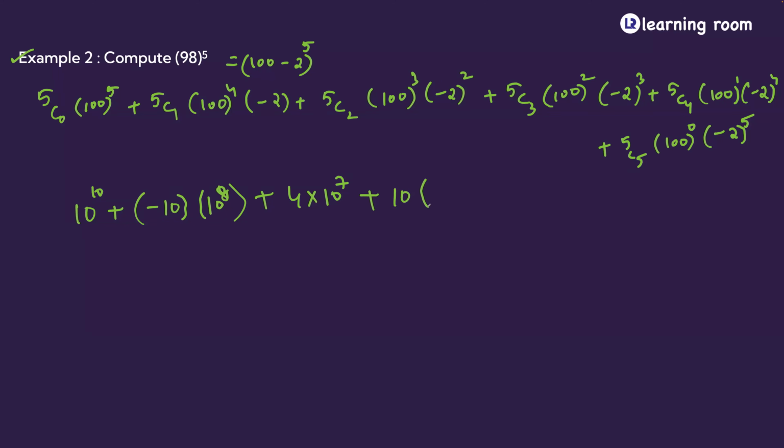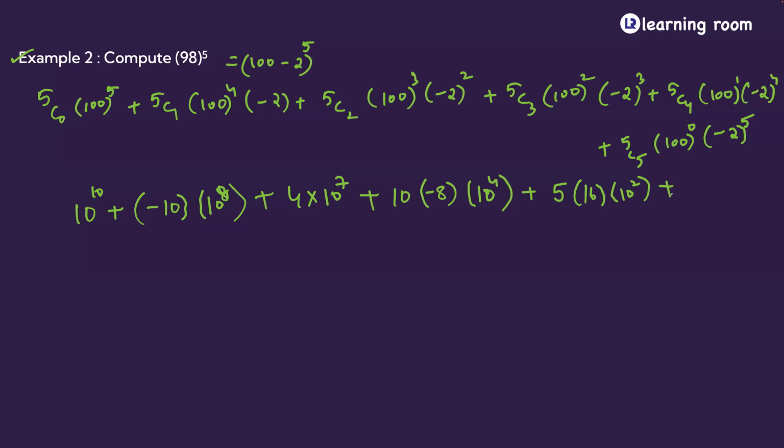So 10 into 2 cube is minus 8. So minus 8 into 10 power 4. Am I right? Plus what is 5c4? 5c4 should be the same as 5c1. 5c4 is 5. So 5 into minus 2 to the power 4 is 16. So 16 into 100. That is 10 square. Then what should be the next number?